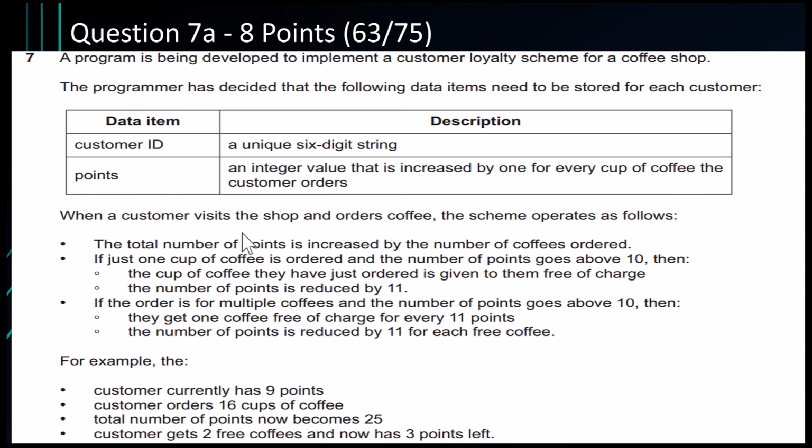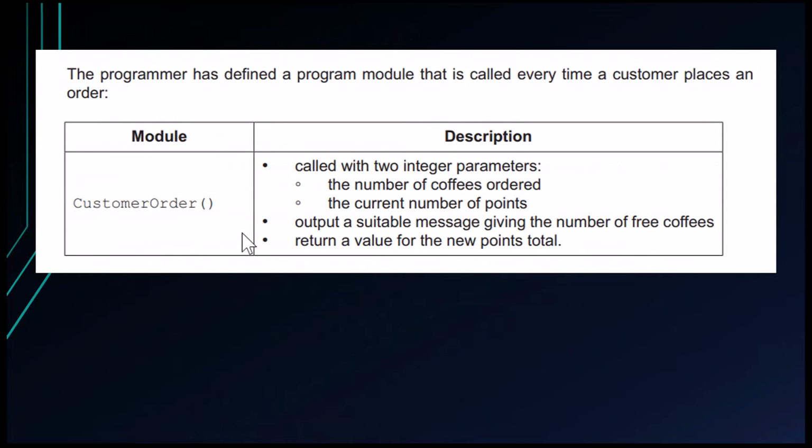So they're going to want us to write part of this. It says the programmer has defined a program module that is called every time a customer places an order, called with 2 integer parameters, the number of coffees ordered, the number of points, output a suitable message giving them the number of free coffees, return a value for the new points total. When I see this return a value, I know right away it's going to be a function and not a procedure. Let's take a look at how to write this code and satisfy this customer order condition.